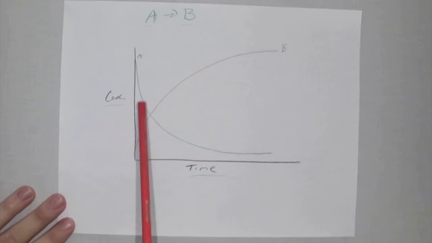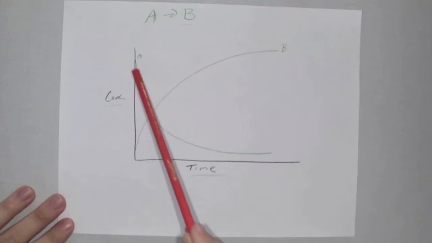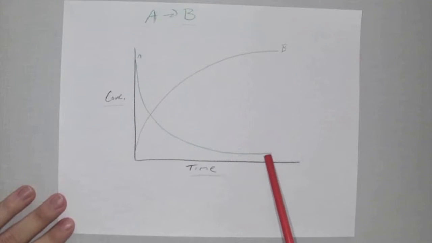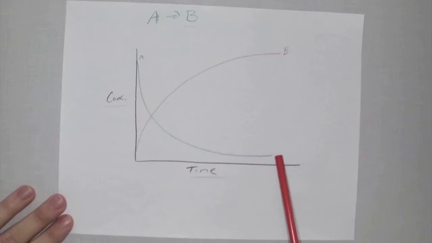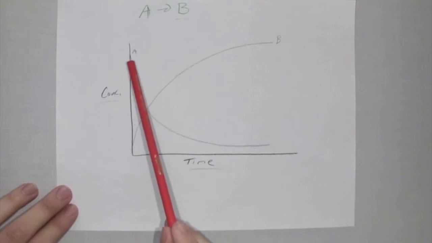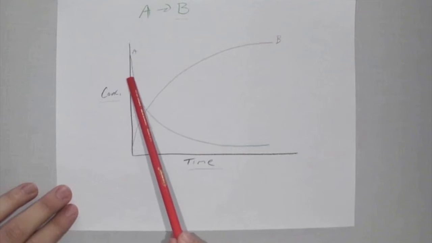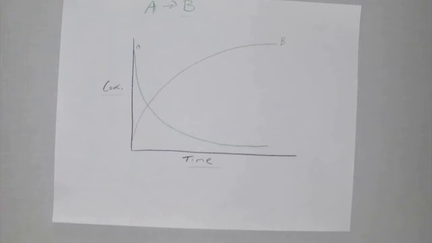You'll also notice that as we go along, these curves start to flatten out. It's because as we start to run out of A in our solution, there's nothing else to react to create B. So when we are completely out of A, B can't keep rising. Naturally, as we make more B, we lose more A until eventually they both flatten out when there's no A left. Since the rate is constantly changing, there are a few different rates we like to look at.